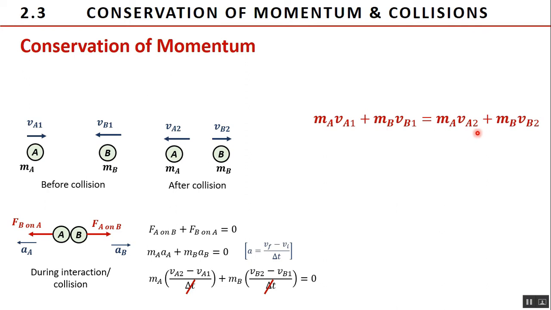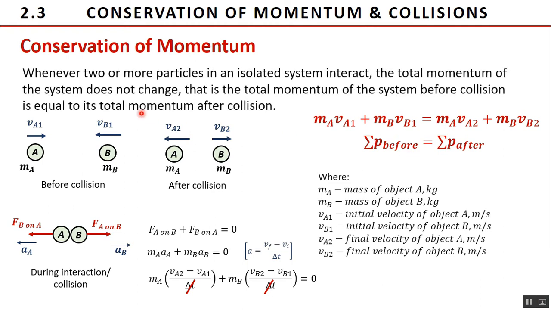Now, take a look at this. The left side of the equation is the total momentum of the particles before collision, while the right side of the equation is the total momentum after collision. With these, we see that momentum is a conserved quantity. Conservation of momentum states that, whenever two or more particles in an isolated system interact, the total momentum of the system does not change, that is, the total momentum of the system before collision is equal to its total momentum after collision.